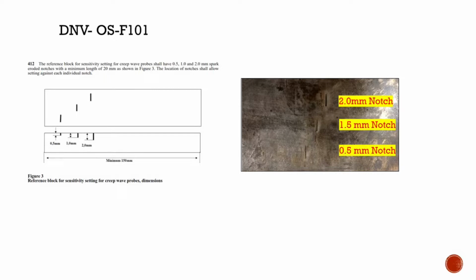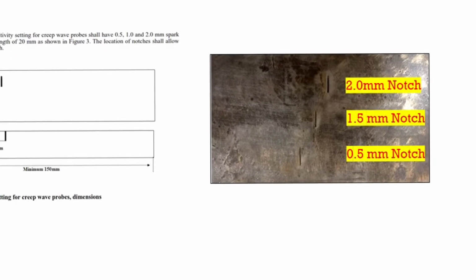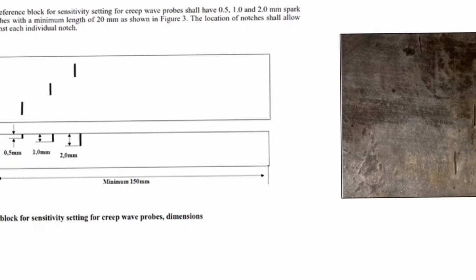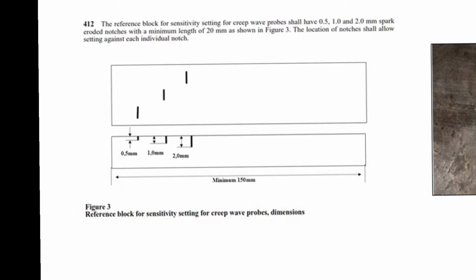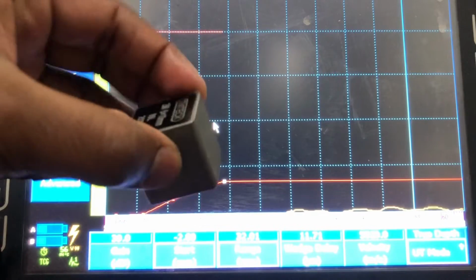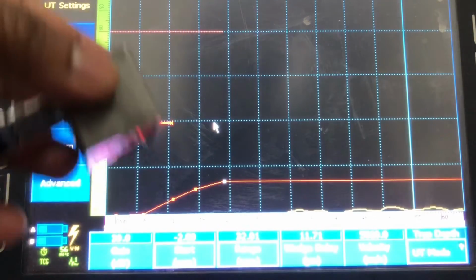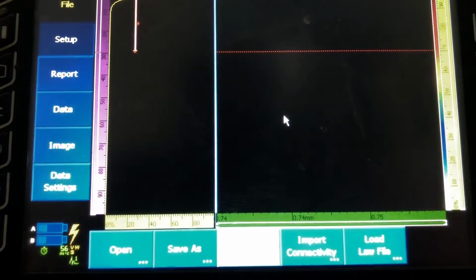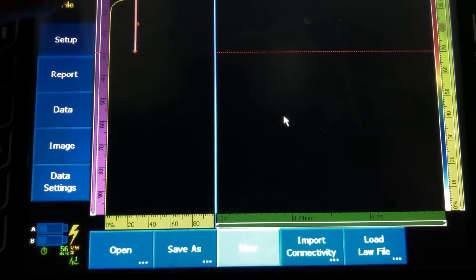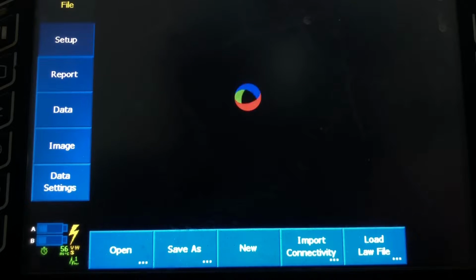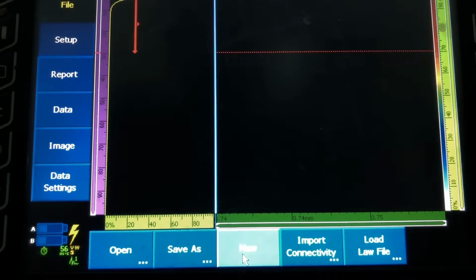For calibrating sensitivity, we used the offshore standard DNV-OS-F101. There are 3 notches: 0.5 mm, 1.5 mm, and 2 mm depth. The probe I am using is a 2 MHz 86 degree longitudinal creep wave probe. For the acquisition unit, any ultrasonic unit can be used. Now I am using an Olympus MX2.